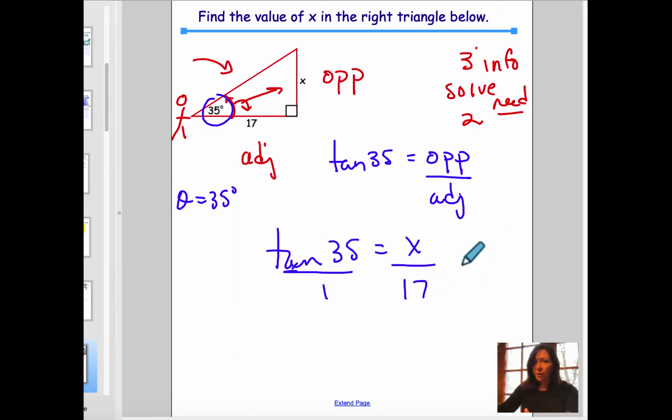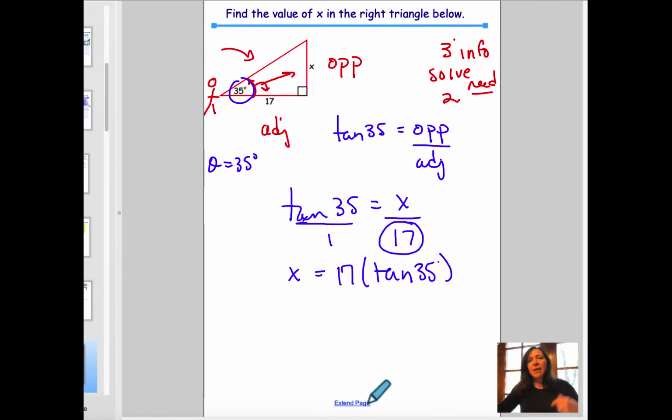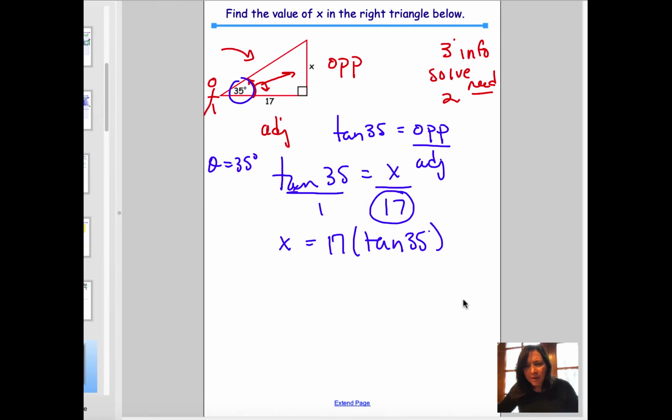And because I have one term on the left and one term on the right, what I can do is cross multiply and solve. So I'm going to go 1 times x, which is x, is equal to 17 times tangent of 35 degrees. Okay, now with this information, I want you to use your calculator to find the actual value of tangent of 35 degrees.